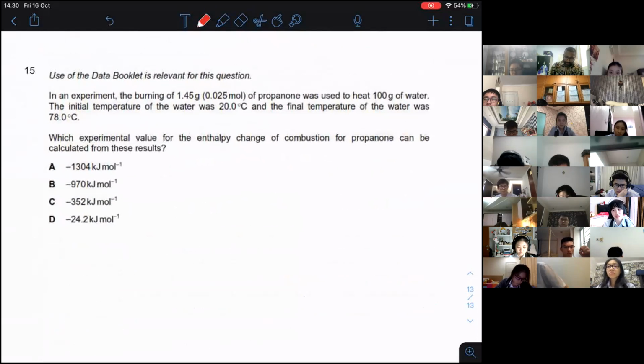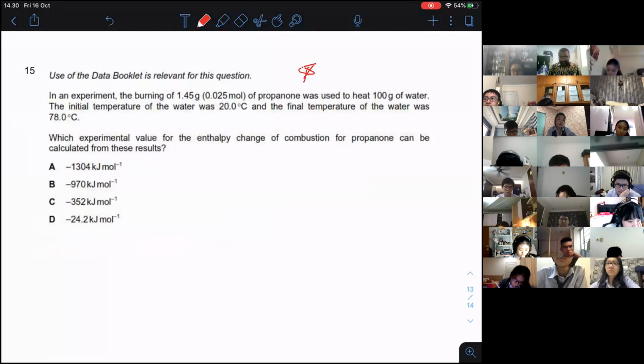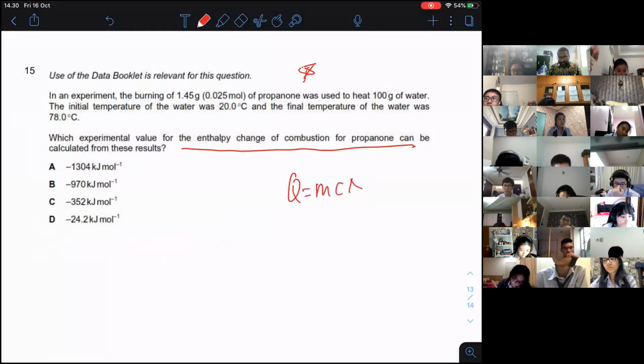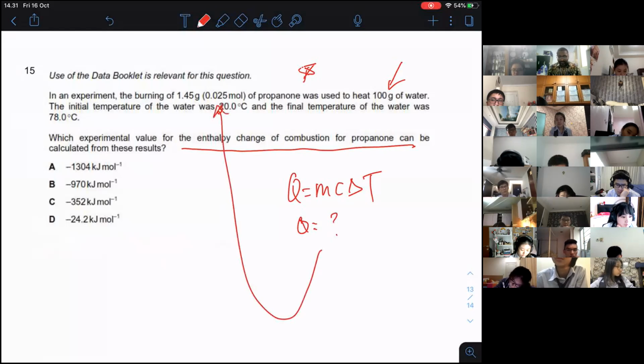I think this one you can actually do yourself. They burn something, they heat. I think this is quite easy. What is the experimental value of the enthalpy change of combustion of propanol that can be calculated? Please use Q equals to MC delta T. The mass, you use the 100 gram of water. So you find the Q. After you find the Q, you relate to this 0.025. Try to find for 1 mole.